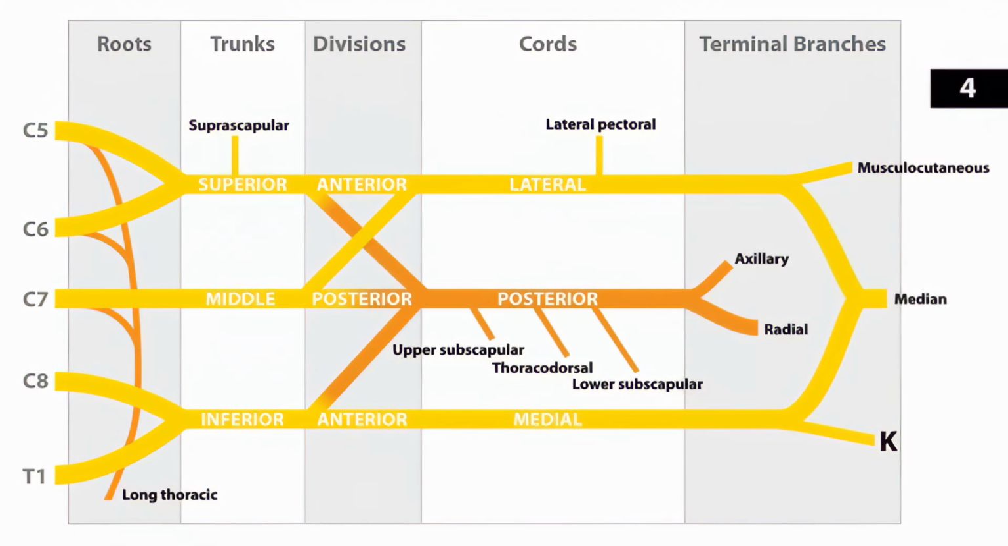Letter J is your median nerve, which innervates your pronators and your thenar muscles of the hand. And then letter K is your ulnar nerve, the little baby nerve of the hand. It innervates your interosseous muscles and your hypothenar muscle, so your little pinky muscle.